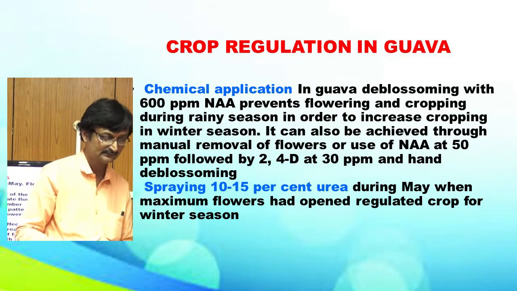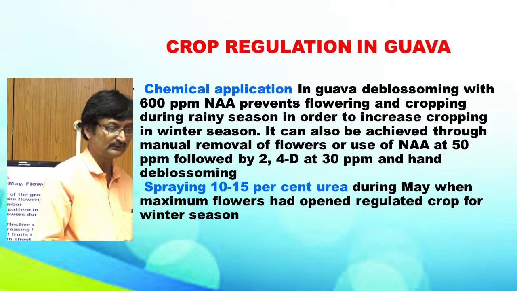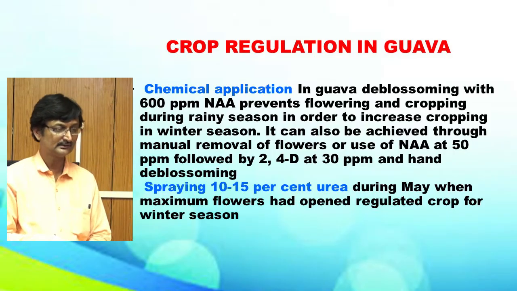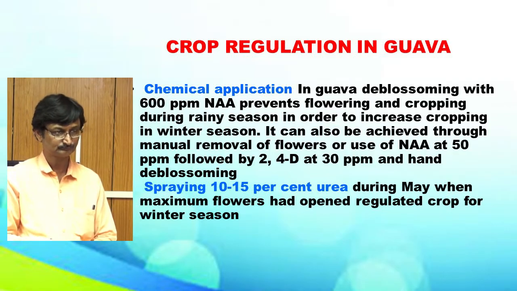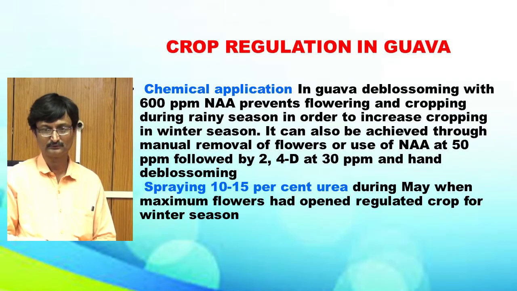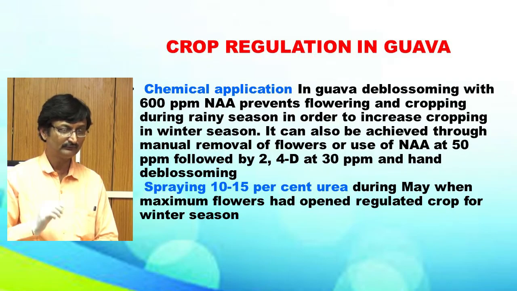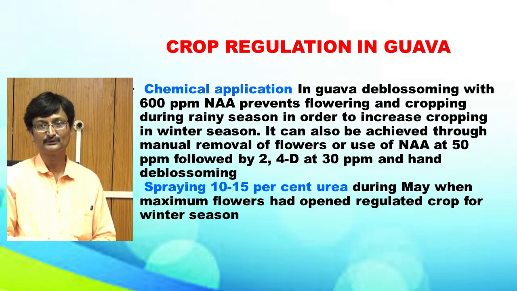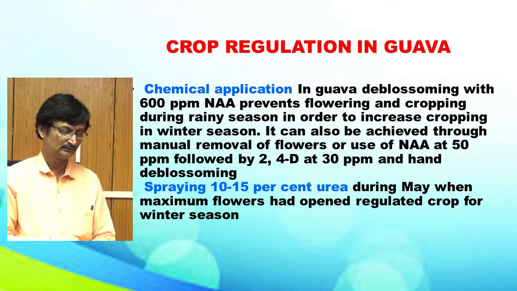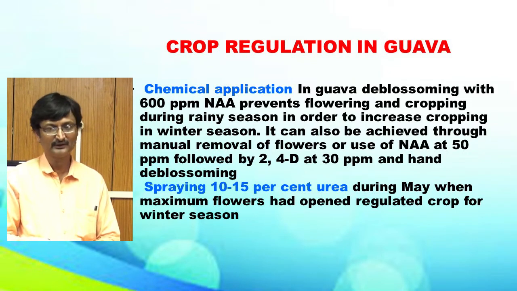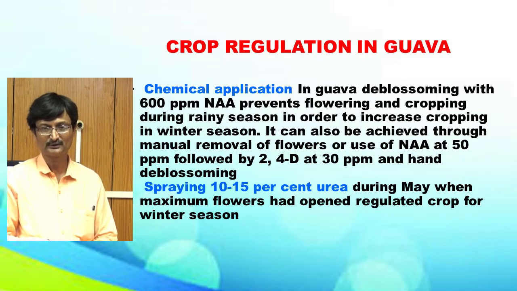These are the techniques by which crop regulation in guava is carried out. The main principle of crop regulation is to prevent other flowering flushes, that is bahar, and to take only one most remunerative, most profitable flush, which in case of guava is the winter season crop.